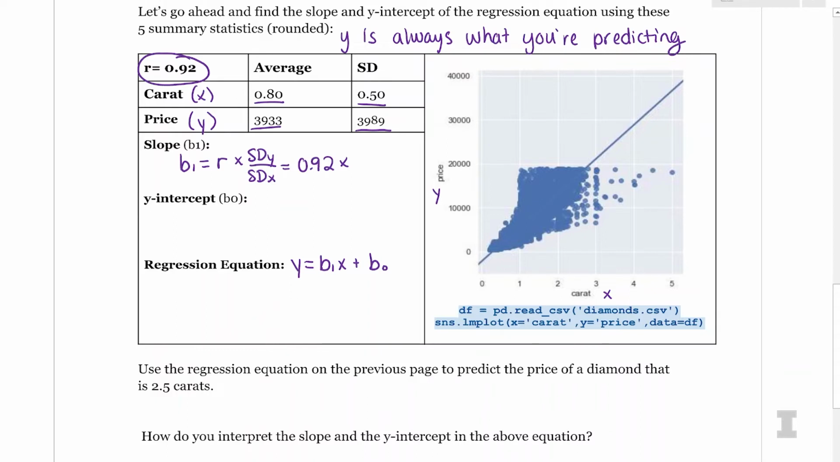So the SD of Y in this case is price, so that is 3989, and then the SD of X is 0.5. So Wade, if you could let me know the slope, that would be great. 0.92 times 3989 divided by 0.5 is 7339.76. So I'm going to go ahead and add that to my equation.